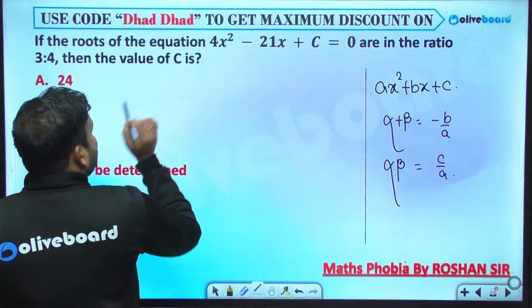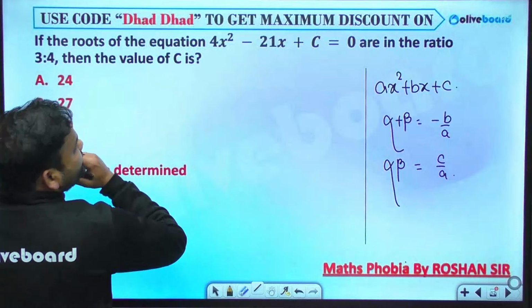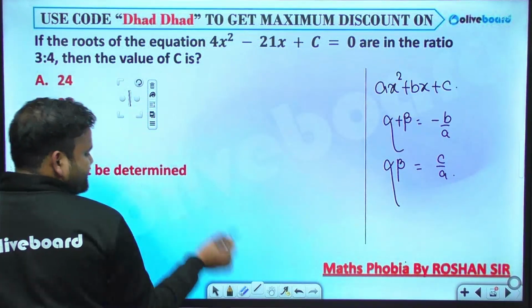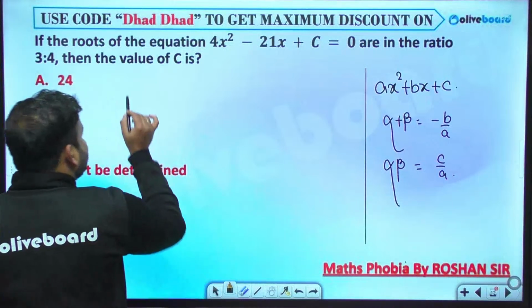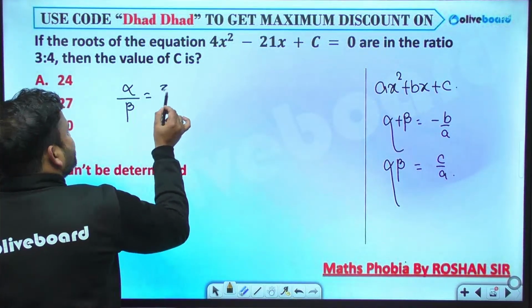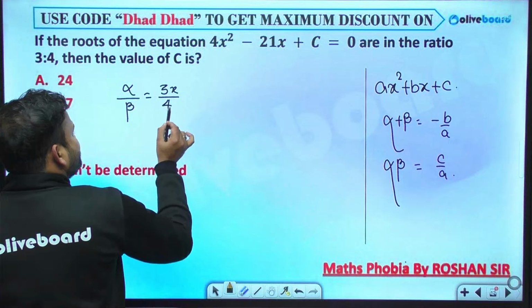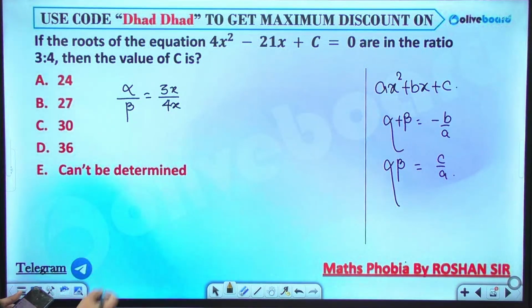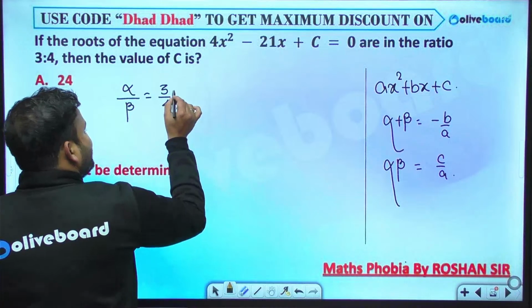What about the sum of roots? The ratio of the roots is given, right? That means alpha and beta are in a given ratio, alpha to beta will be 3x and 4x. Maybe beta is more or alpha is more, but 3x and 4x, or else let's say 3a and 4a.